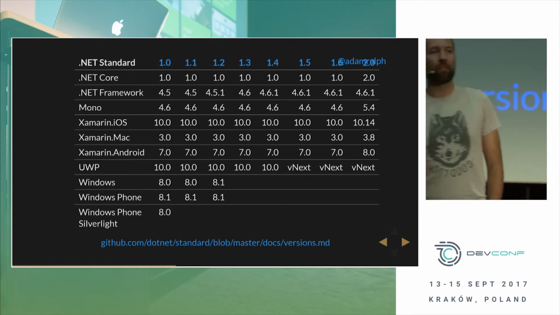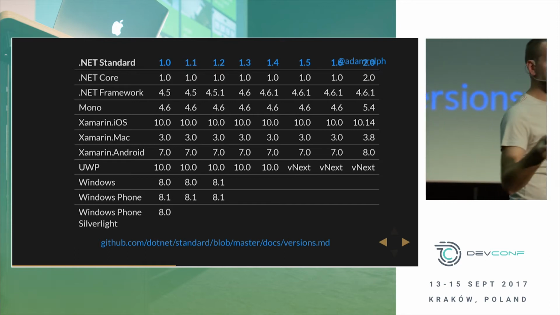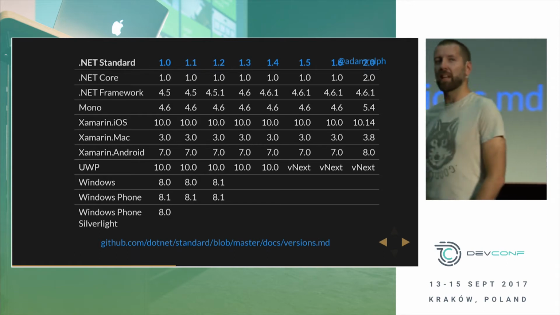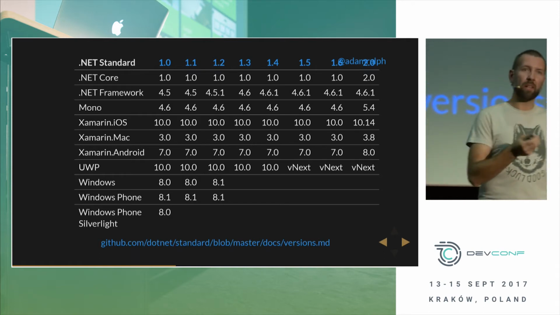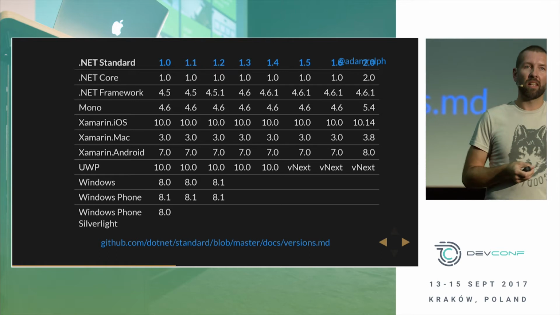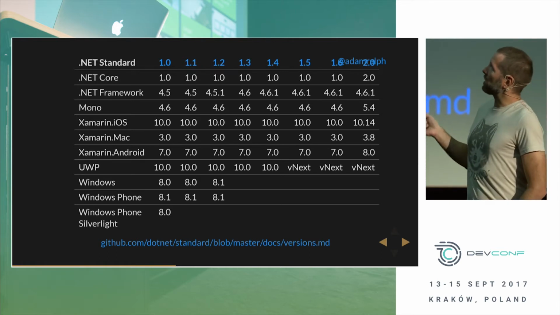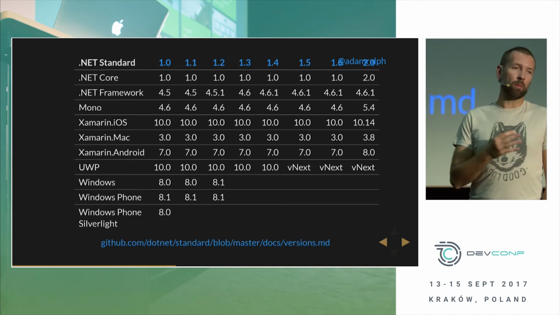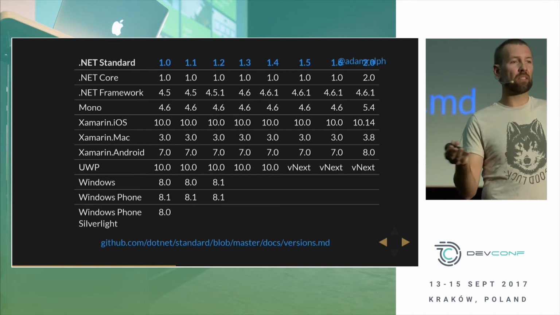And this is a trade-off. 2.0 has the biggest API. You can do the most with it inside your package, but you're going to limit the amount of platforms you're going to be usable on. 1.0 has a much smaller API. You can do less with it, but your library will be usable anywhere. So this is why LightGuard targets 1.0.